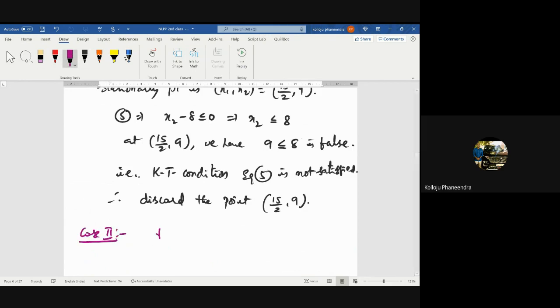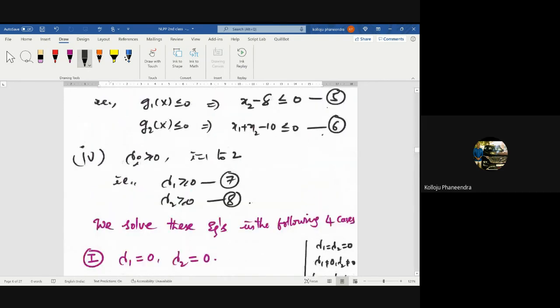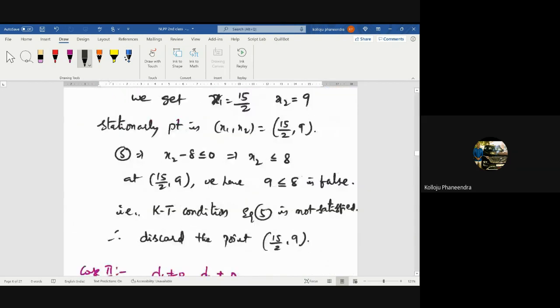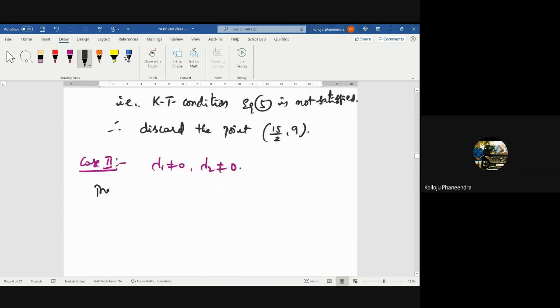Case 2. Lambda 1 not equal to 0, lambda 2 not equal to 0. From equations 3 and 4, what do we have? x2 minus 8 equals 0, and x1 plus x2 minus 10 equals 0.